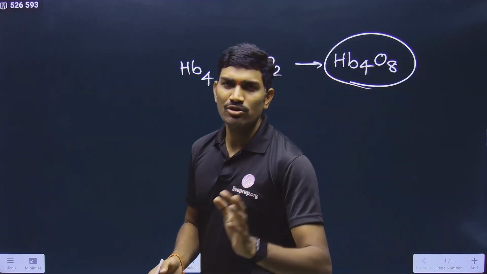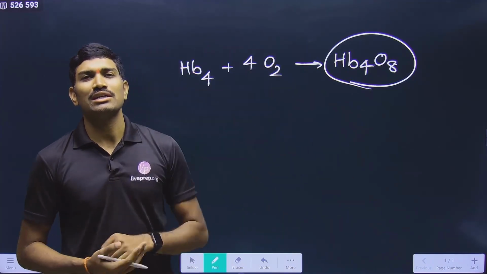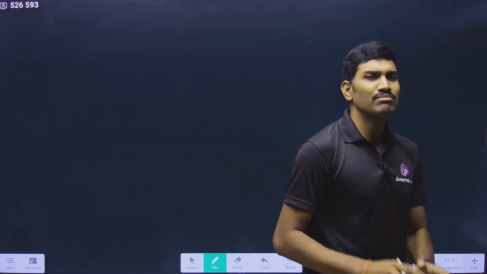And apart from this, approximately 3% of oxygen is directly dissolved in plasma. So in the dissolved form it can be transported to the tissues. So this is the oxygen transport. It is a very simple one.